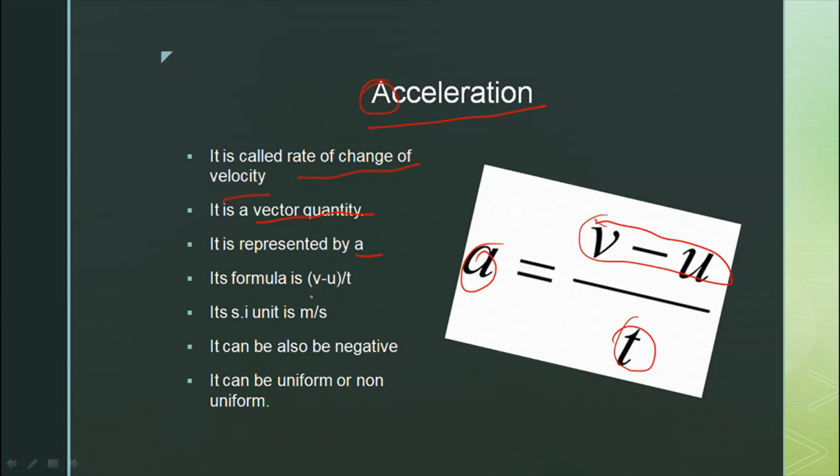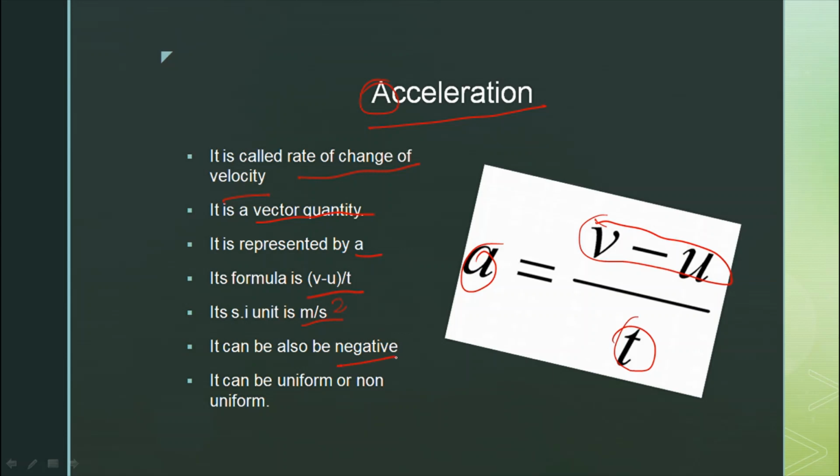Its formula is v minus u by t, which you can see here. V minus u by t, i.e. rate of change of velocity, so change of velocity by time. Its SI unit is meter per second square, not meter per second. It is written here by mistake. Sorry for this. Meter per second square.